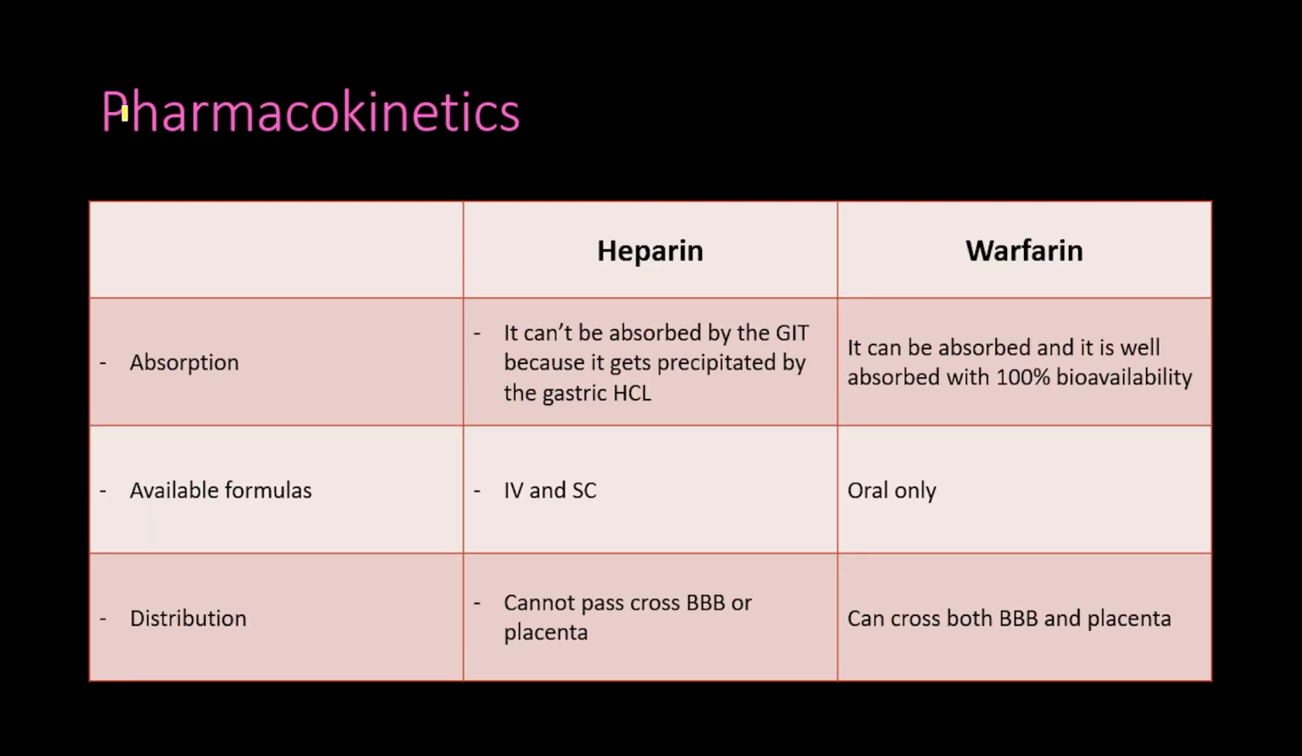Now, for the pharmacokinetics, regarding the absorption, the heparin can't be absorbed by the gastrointestinal tract because it gets precipitated by the gastric hydrochloric acid. So the heparin cannot be absorbed by the GIT, meaning that we cannot give it orally, so it has to be given either intravenously or subcutaneously. And those are the available formulas of the unfractionated heparin.